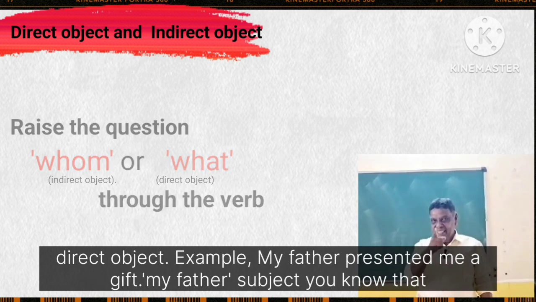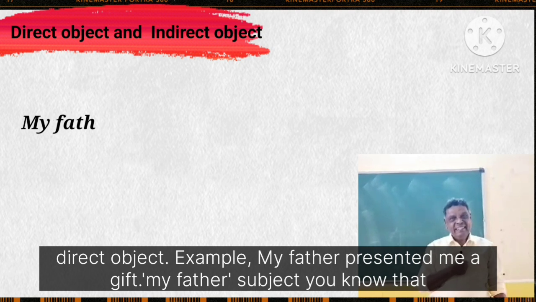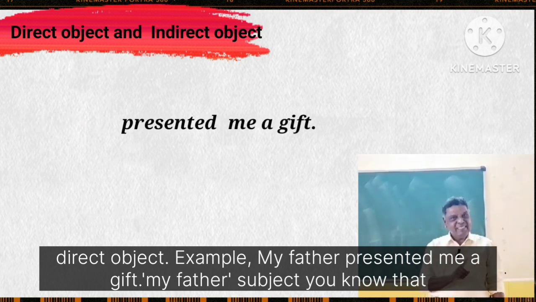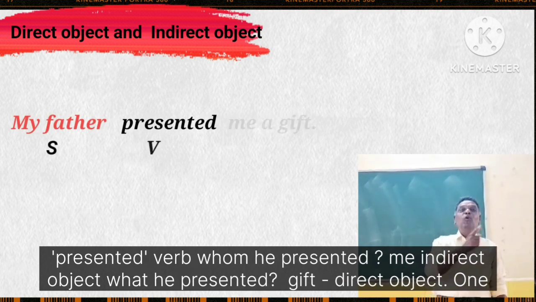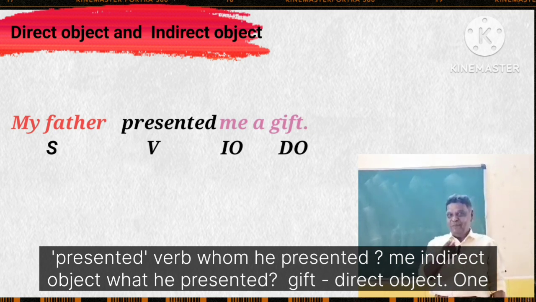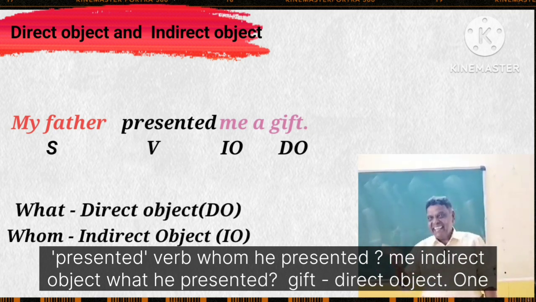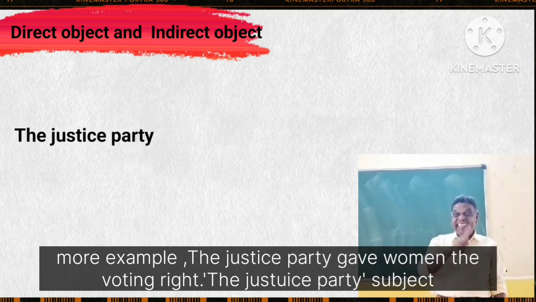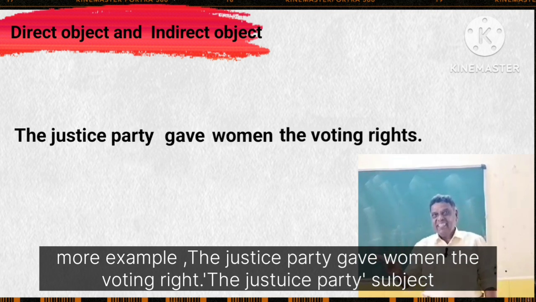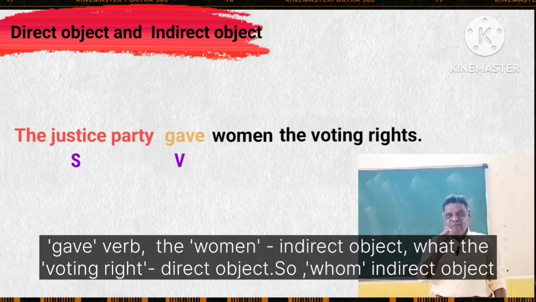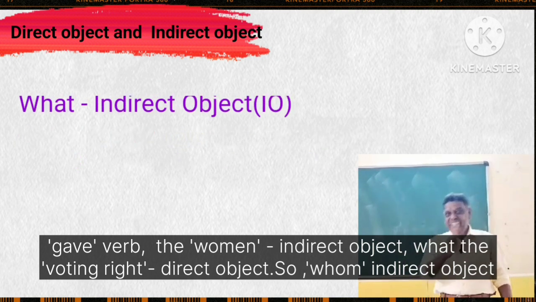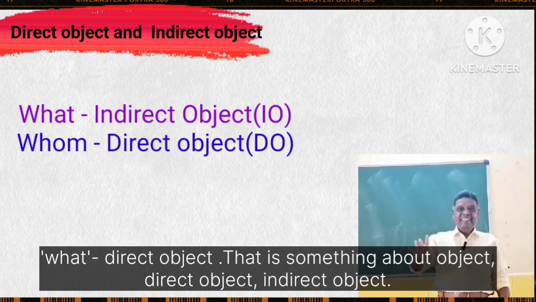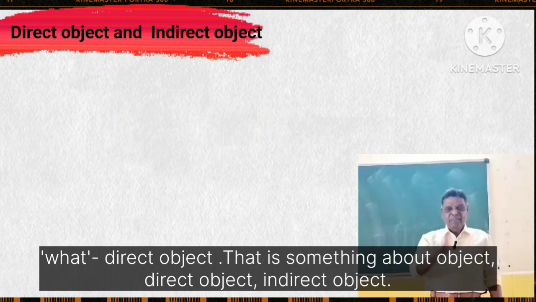Example, my father presented me a gift. My father, subject, you know that. Presented, verb. Whom did he present? Me. Indirect object. What did he present? Gift. Direct object. One more example. The Justice Party gave women the voting rights. The Justice Party, subject, gave, verb. Whom? The women. Indirect object. What? The voting rights. Direct object. That is something about object, direct object, indirect object.